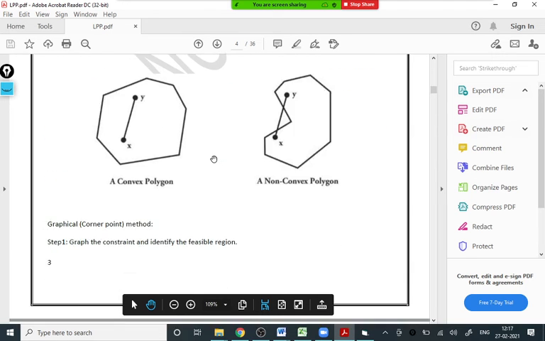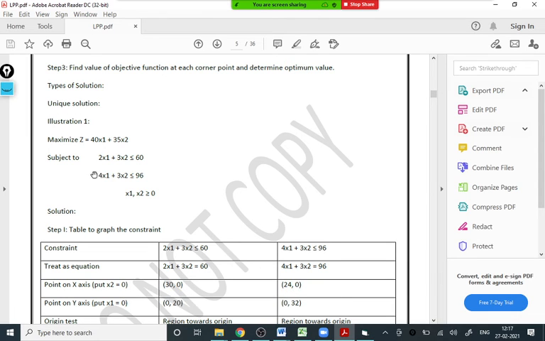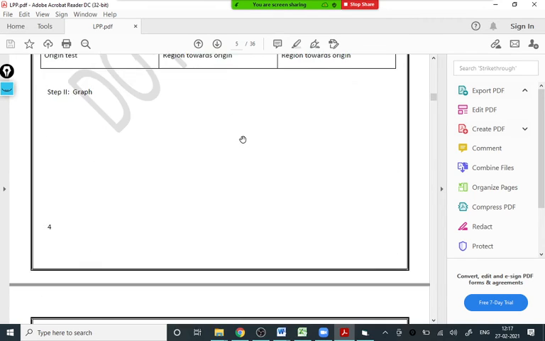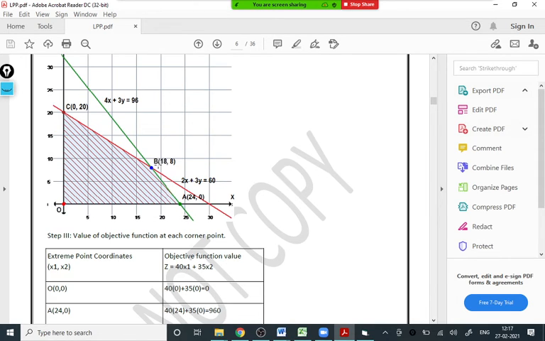So you will find this part. The first is the unique solution. You have this LPP with two constraints. If you plot these two constraints, 2x plus 3y less than or equal to 60 and 4x plus 3y less than or equal to 96, the first step in the exam is this graph, which is important for you. You should be able to draw this graph. Once you draw the graph, we have to find the corner points. Here 4 corner points are there: O, A, B, C.